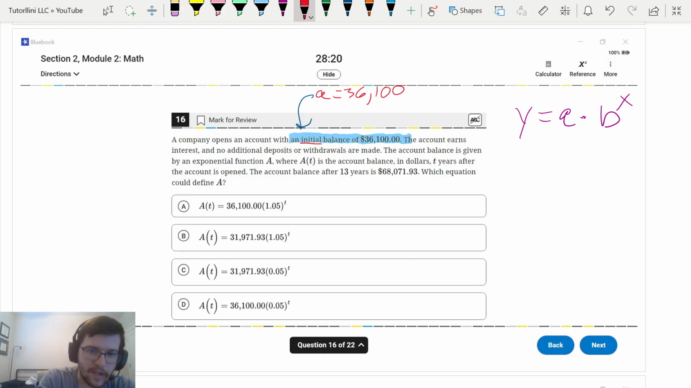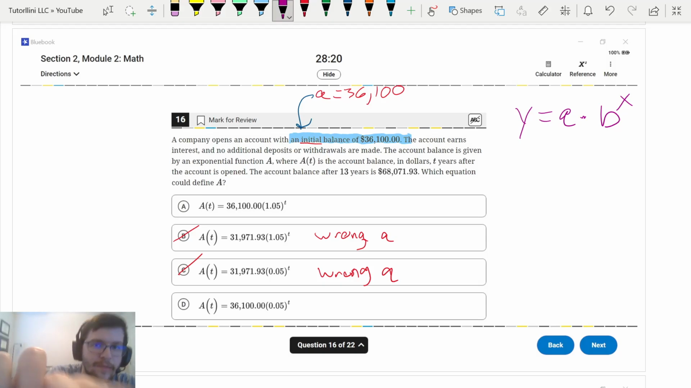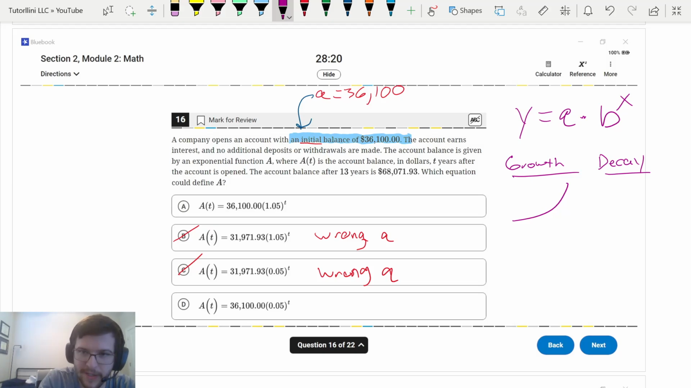Okay, so let's look. B and C both have the wrong A value. Okay, so this has the wrong A. And this has the wrong A, so we can cross those out. And now, you got to remember, so in A times B to the X, we have growth or an increase when B is greater than 1. And we have decay or a decrease when 0 is less than B is less than 1.